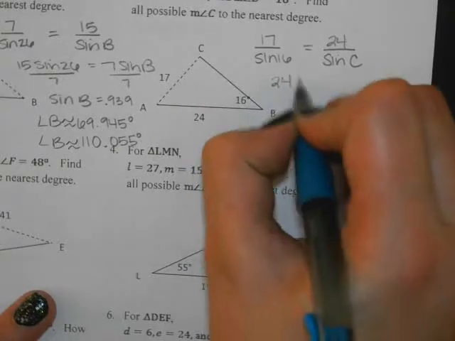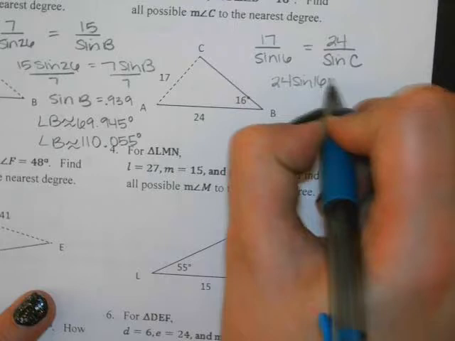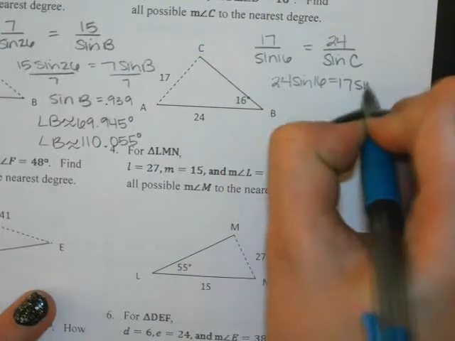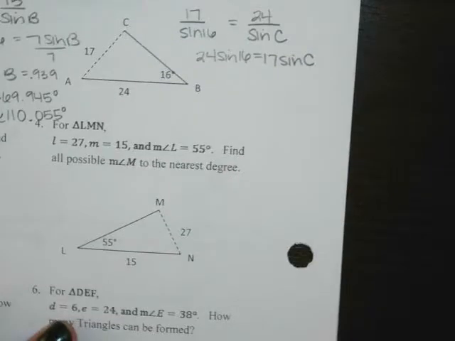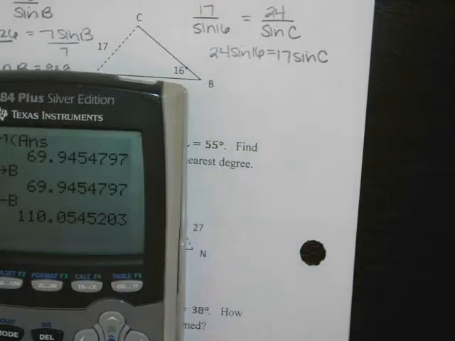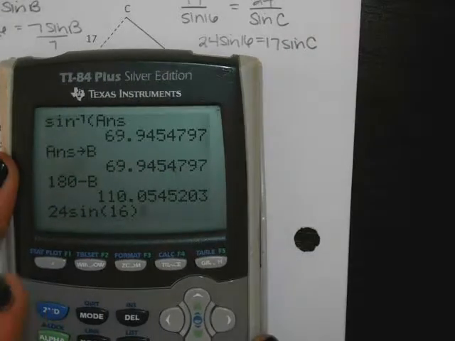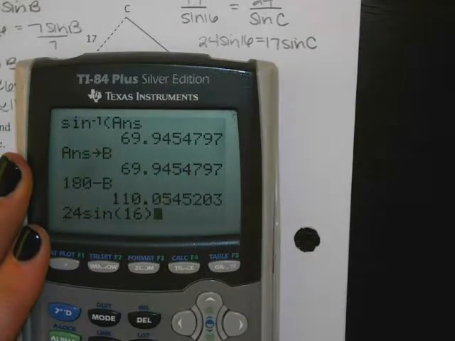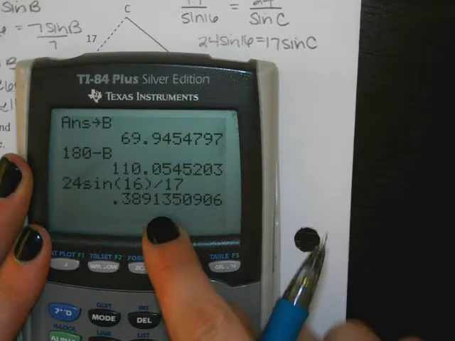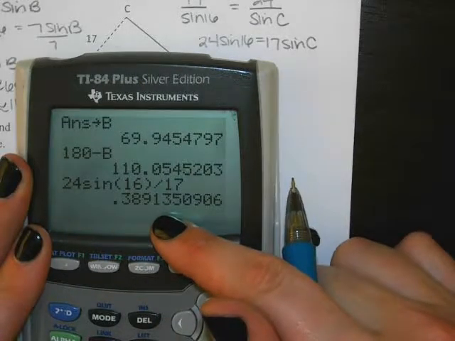So 24 sine 16 equals 17 sine C. Okay, so 24 sine 16. Sorry, I'm trying to be zoomed in, but make it so you can see what I'm doing. Okay, 24 sine 16 divided by 17. This decimal equals sine C.